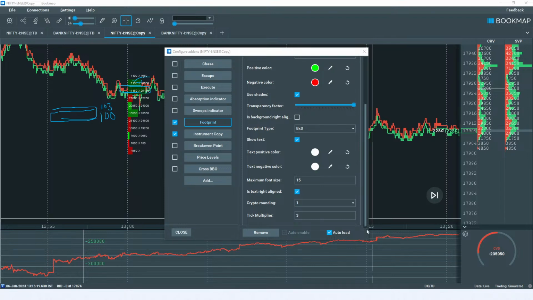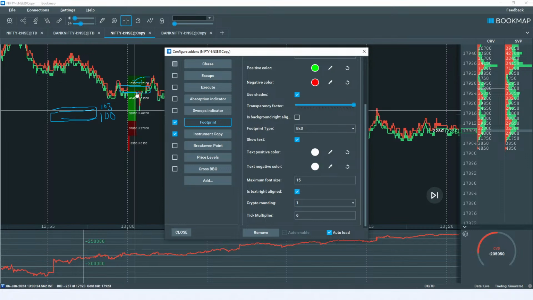Okay, so if I change it to 6, assume 6, you can clearly see the bar width has automatically changed. Hence it is important to have the right number over here according to the visual appearance of the chart. For Nifty, I'm presently using 3 because it gives a clear visual of the entire order flow information. We can simply multiply this number by 2 for Bank Nifty. For Bank Nifty, we can use 6 as the tick multiplier. That means for every 3 points, we are trying to monitor the footprint chart information.